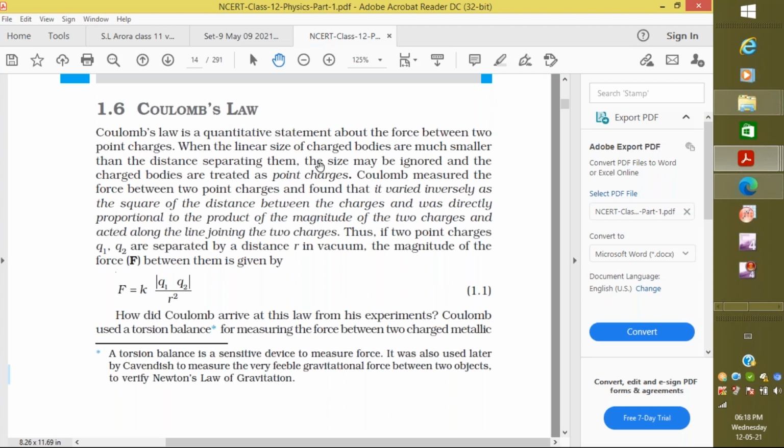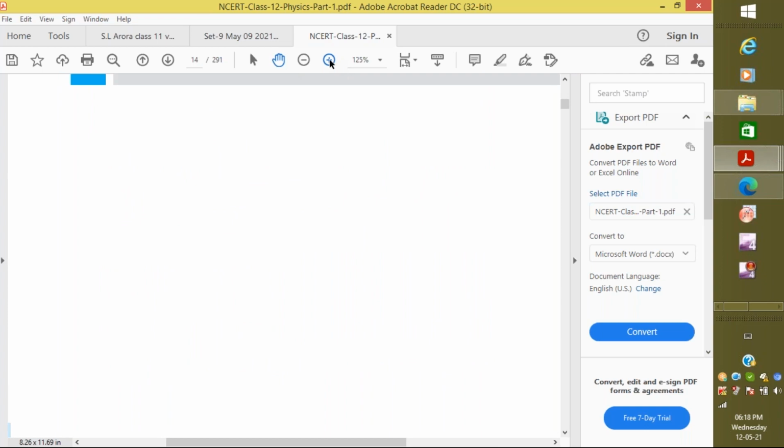Are you able to see my screen properly? Yes, sir. Okay, I'll increase it a bit.